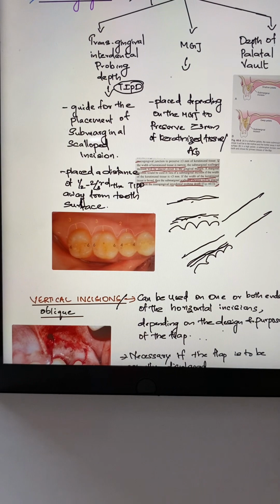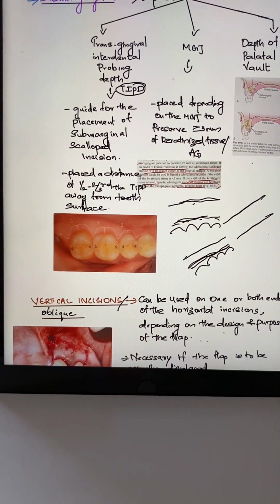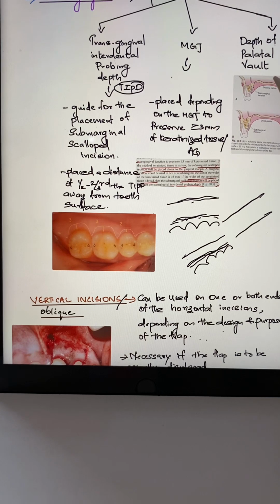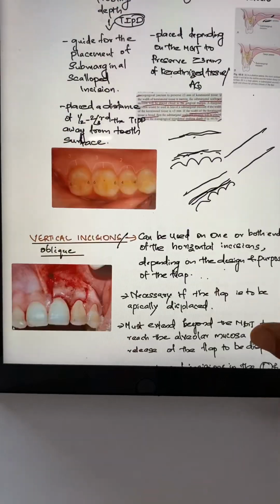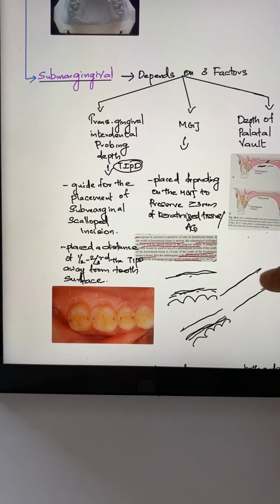And next is based on the depth of the palatal vault. If you see these two pictures, here it is a shallow palate, here it's a deep palate. In a shallow palate, the submarginal incision will be closer to the midline and farther away from the tooth surface. In a high palate like this, a submarginal incision remains close to the tooth and allows for the primary closure of the flap. So this is about submarginal incision.